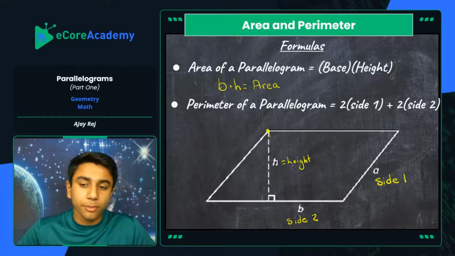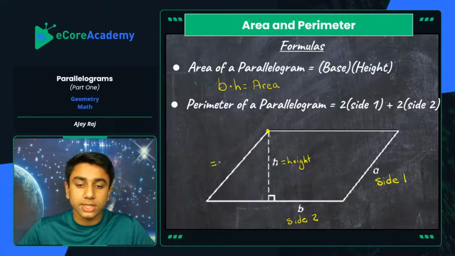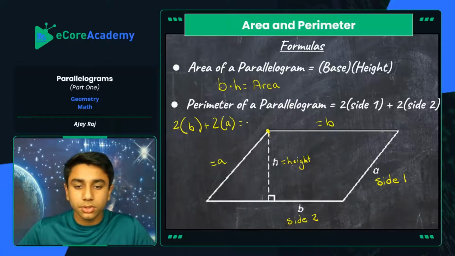And then the perimeter of a parallelogram is going to be 2 times side 1 plus 2 times side 2. We know that this is side A, so this is also going to be equivalent to side A, and then equal to side B, since they're opposite equivalents. So we can just plug in these values and say that the perimeter is 2 times B plus 2 times A equals perimeter.